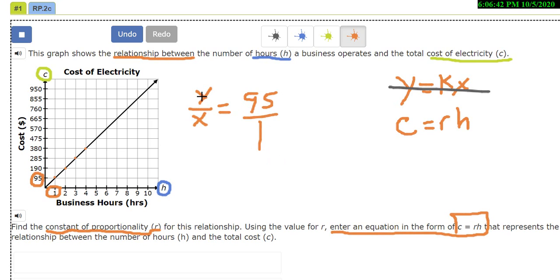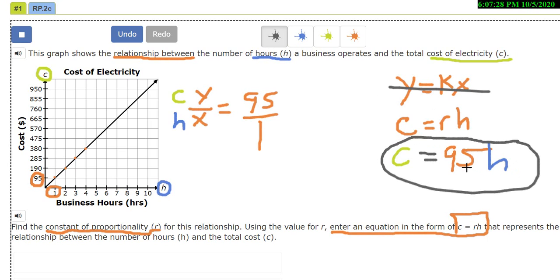over 1. Now, they're not using Y and X. Instead, they are using the letters C and H. So when we write our equation, we have C equals 95 over 1, which is this 95, and then I have the letter H. And that is your equation right there. C equals 95H. That is what you enter.